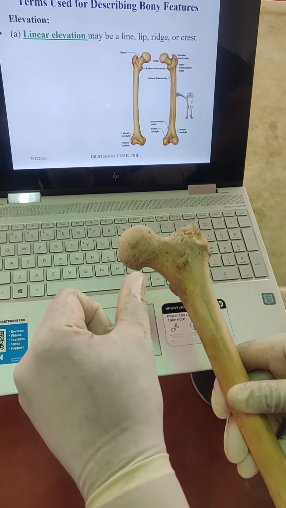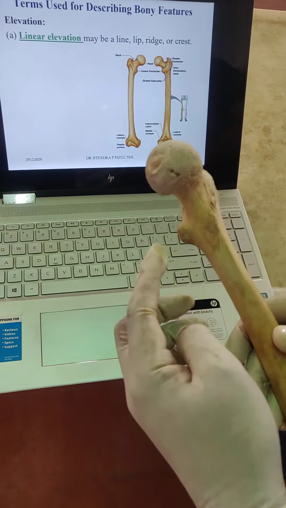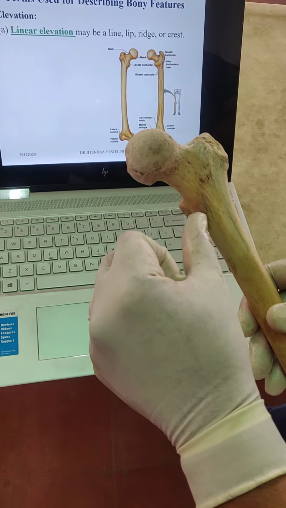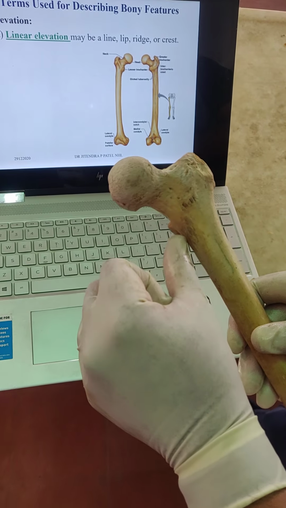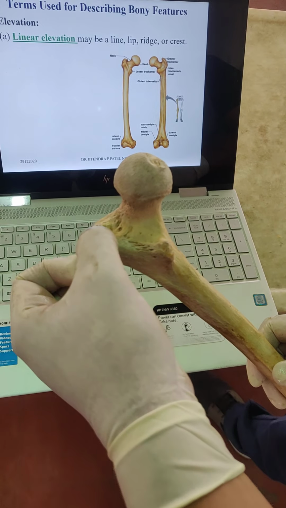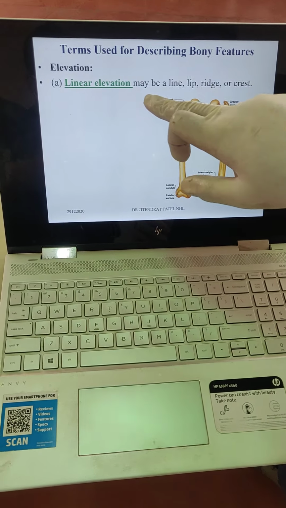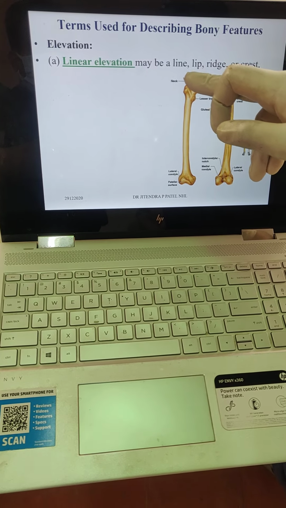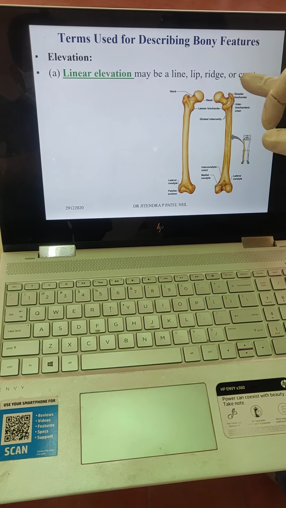I will show another line here. You can see this is one line. It is between the two elevated areas. This is the greater trochanter and this is the lesser trochanter, and in between there is a line. It is called the intertrochanteric line. Behind it there is an elevated area, called the intertrochanteric crest. So any elevated part of a bone may in some places be described as a line, and in other places as a lip, ridge, or crest.